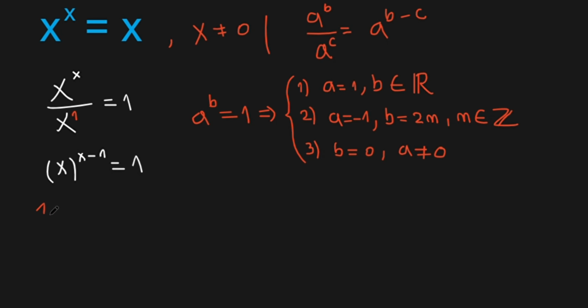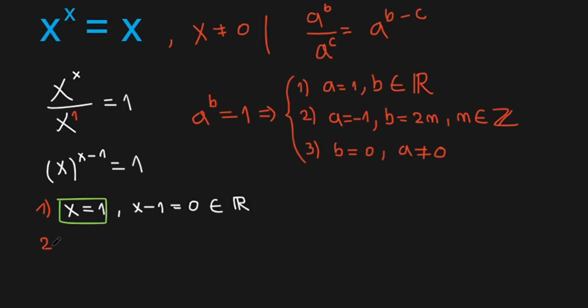Okay, now let's continue. For the first case, a now is x. When x is equal to 1, x minus 1, it is 1 minus 1 is equal to 0, and 0 is a real number. So x is equal to 1 is one of the roots of this equation.